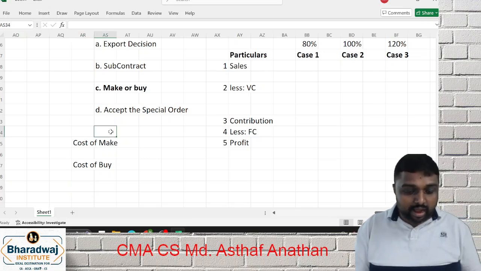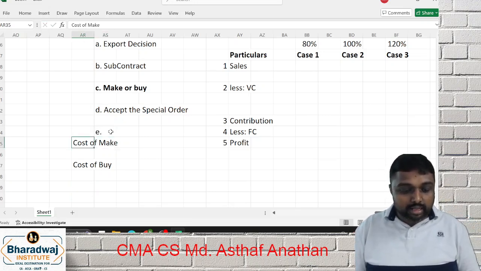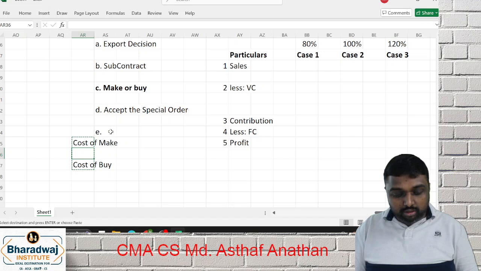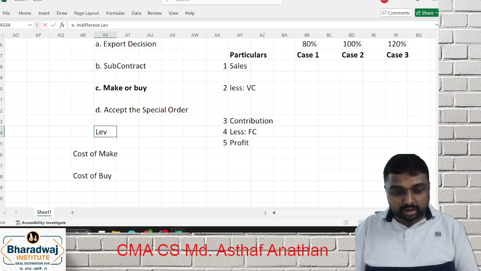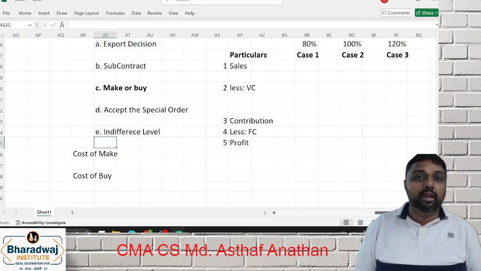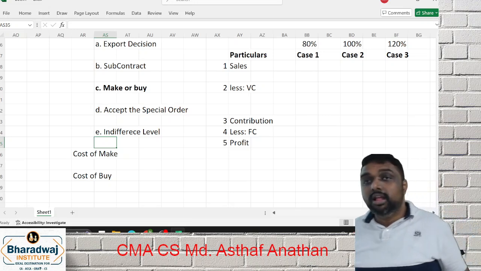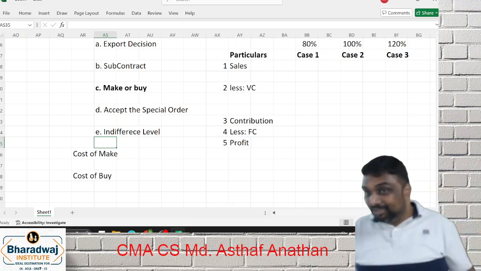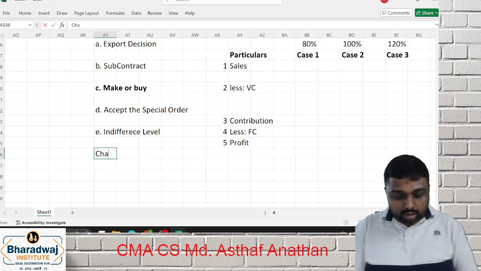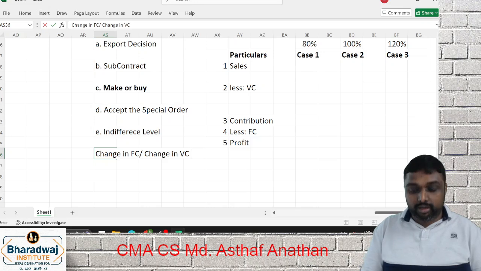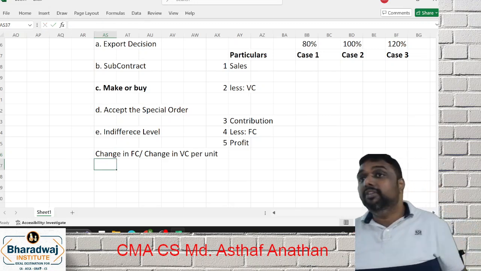Apart from that, we have another topic called indifference level. This also comes in your OPM. What is meant by indifference level, my dear friends? From one level to another level, like below 10,000 and above 10,000, we have a small formula: change in fixed cost by change in variable cost per unit. You will get the indifference level.